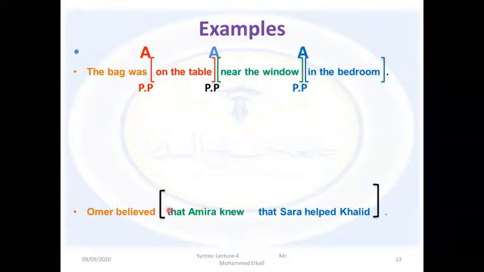And inside this object, the clause that Amira knew, knew what? Knew that Sarah helped Khalid, which includes some other clause. So here, that Sarah helped Khalid works as an object to this clause. So the object here includes that clause, and that clause also includes some object. In this sentence we have subject, verb plus object, and the object of the main clause includes that clause, which can be omitted, as we will study later. So that clause here is working as a noun clause.